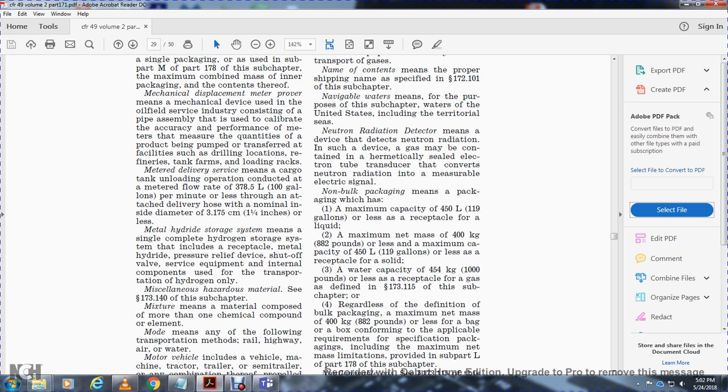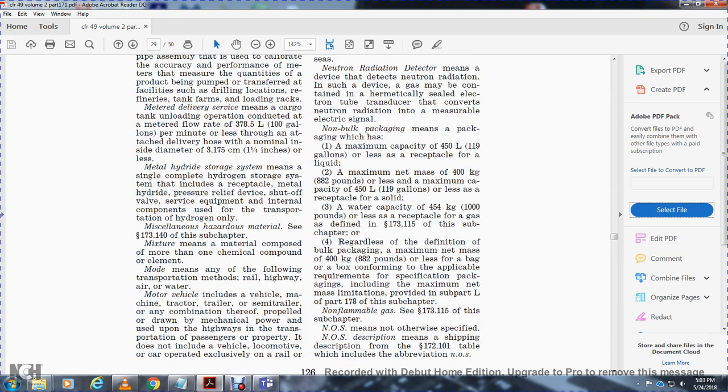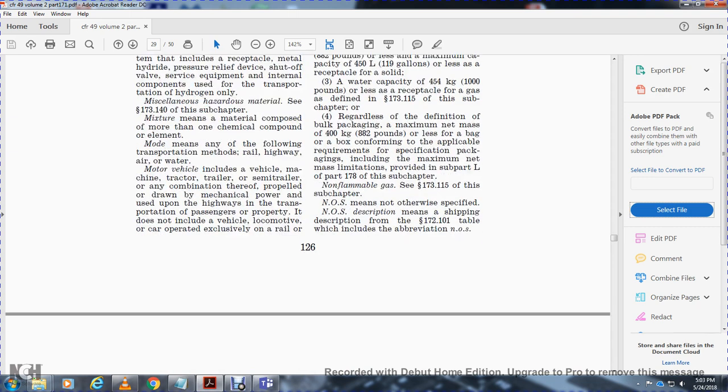conforming to the applicable requirements of the specification package, including the maximum net limitation provided in subpart L of part 178 of this subchapter. Non-flammable gas, see 173.115 of this subchapter. NOS means not otherwise specified. NOS description means the shipping description for 172.102, but does not include the abbreviation NOS.